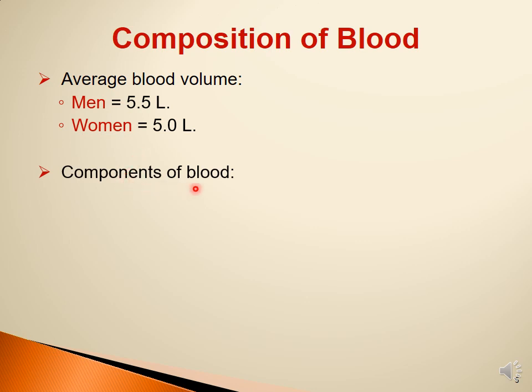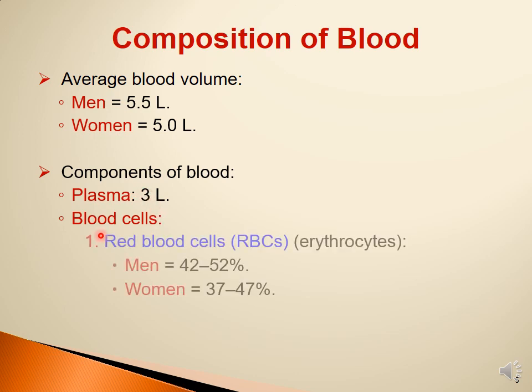The composition of blood is mainly plasma, 3 liters, which is a little bit more than 50% of the blood volume. Then we have the formed elements, or the blood cells, and these are mainly the red blood cells, also called erythrocytes. Erythro means red, so we have the red cells. In men, they represent 42 to 52% of the total blood volume, while in female, the red blood cells represent 37 to 47% of the total blood volume. It is less in female due to the monthly loss of blood during the menstrual cycle.